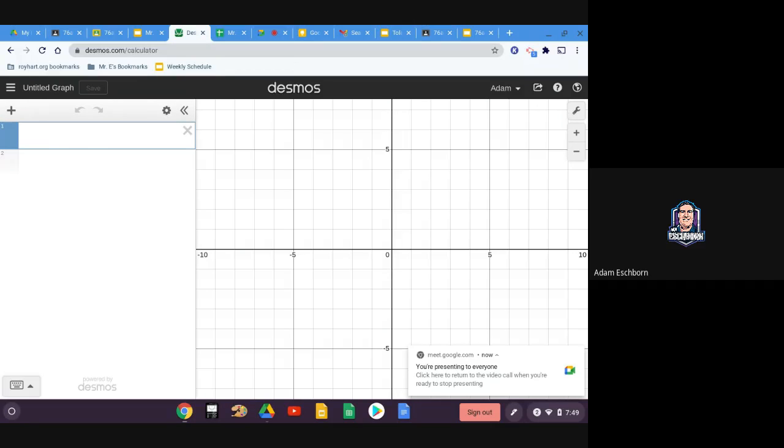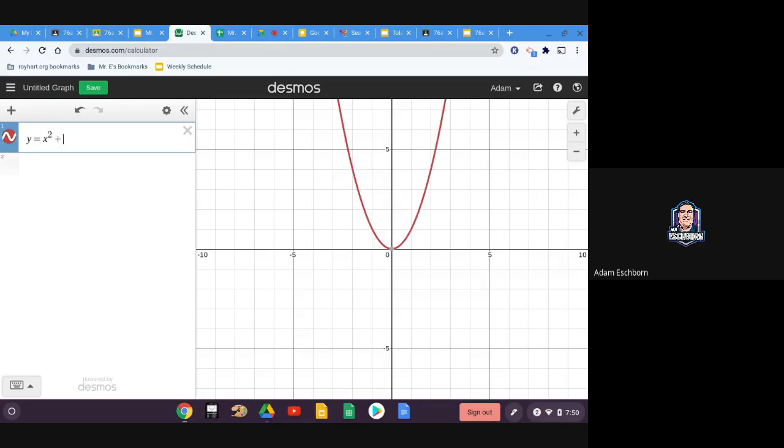Okay, so we're going to use Desmos to graph. We've been using Desmos for lines, and now we're going to use them for parabolas. So you're going to go to desmos.com/calculator, and you're going to graph this equation, y equals x squared plus 2x plus 1.